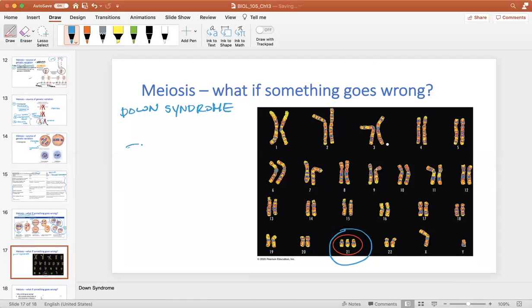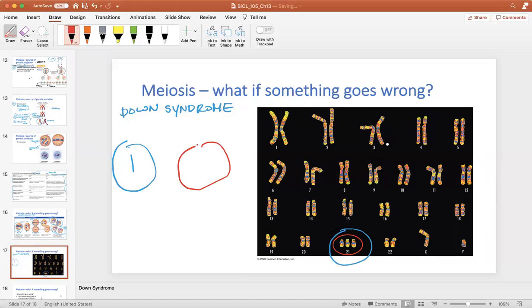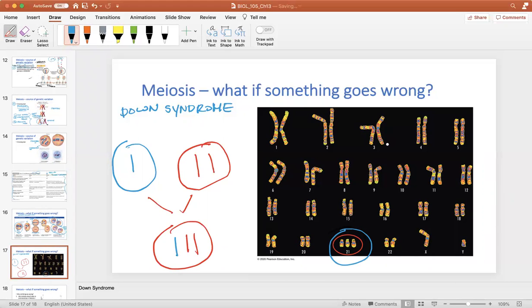Well, what happened here is we had a situation where for chromosome 21, let's say dad donated 1 copy of chromosome 21, and then let's draw an egg cell for mom. I'm gonna do that in red. But through non-disjunction, mom's egg cell ended up with 2 copies. And so when these fused together, you ended up with a baby that had 1, 2, 3 copies of chromosome 21.